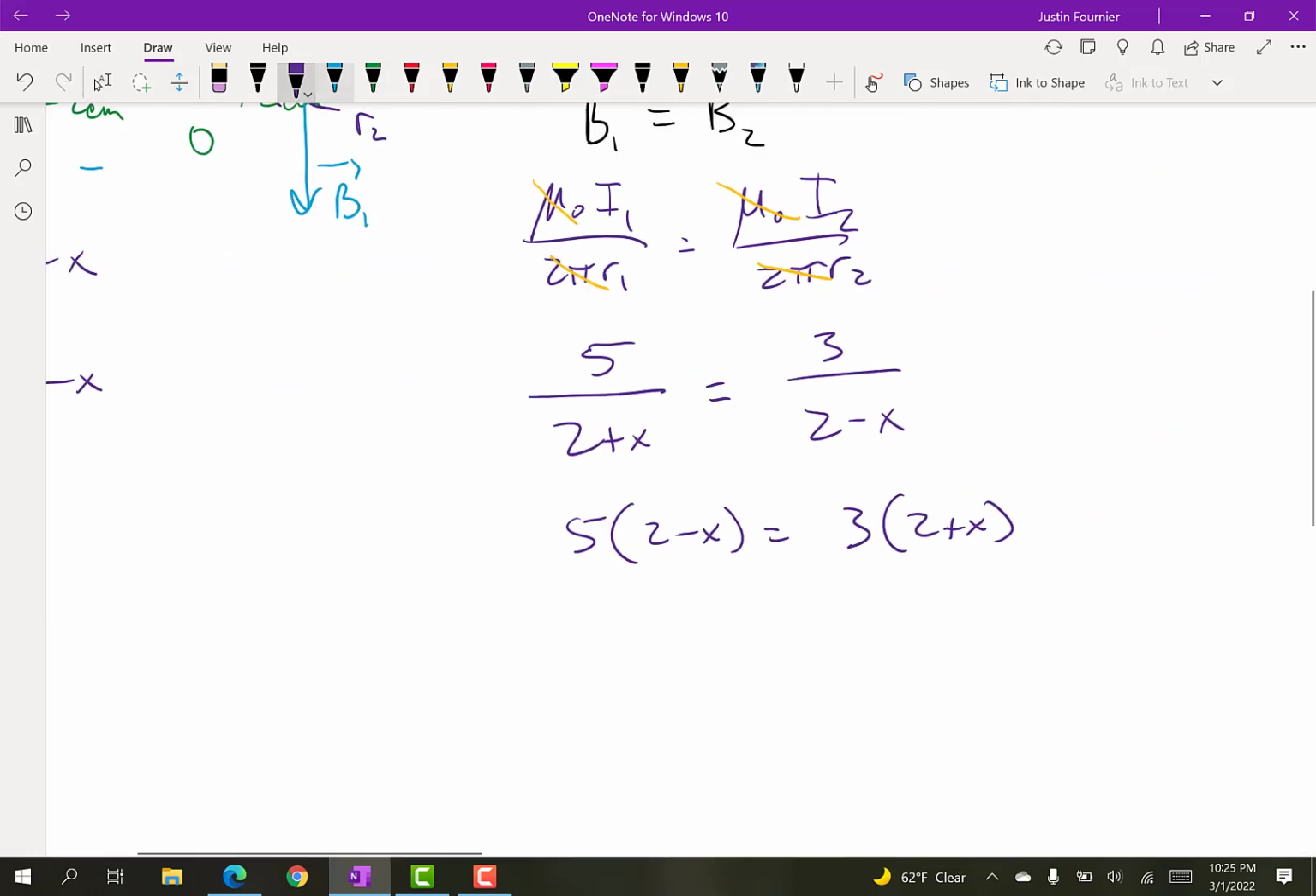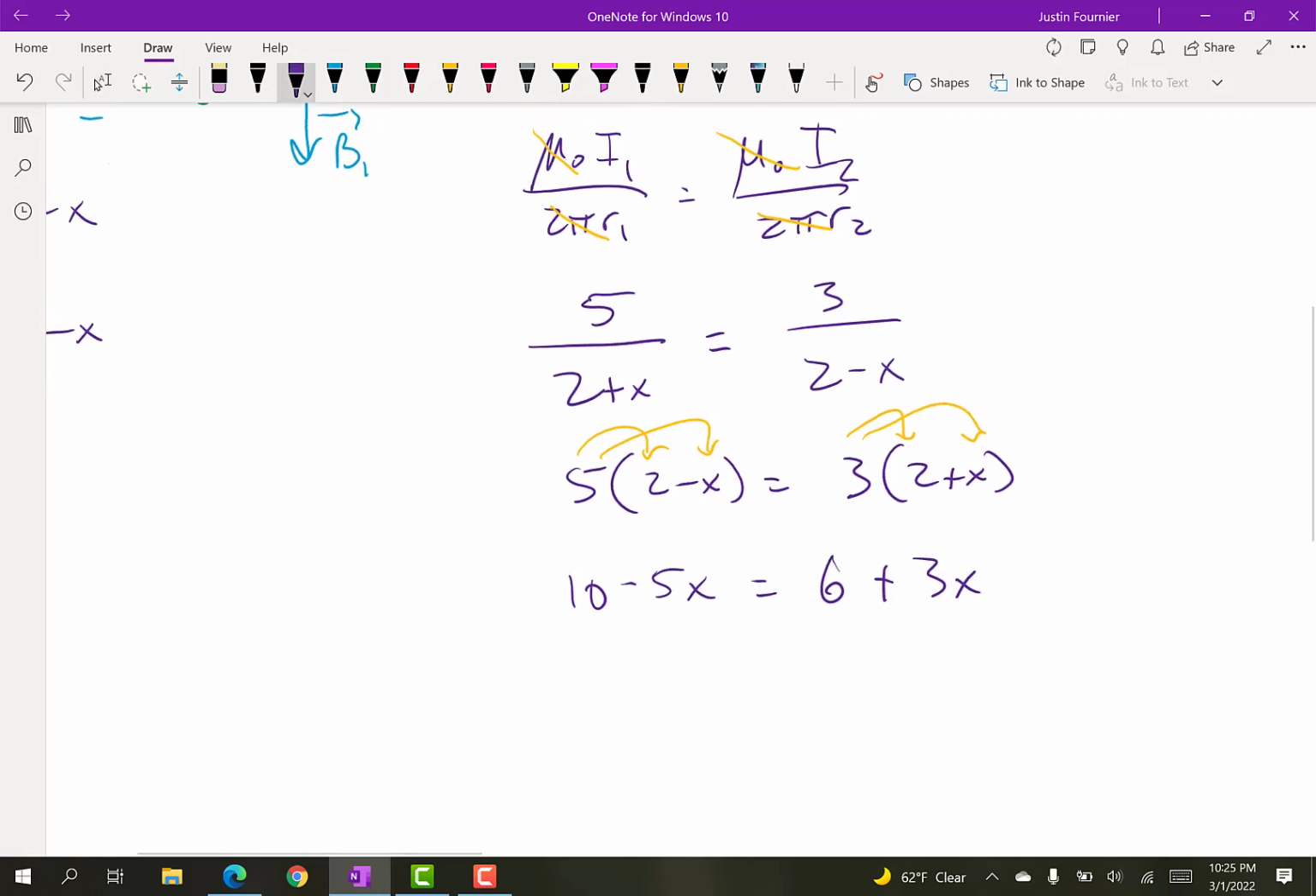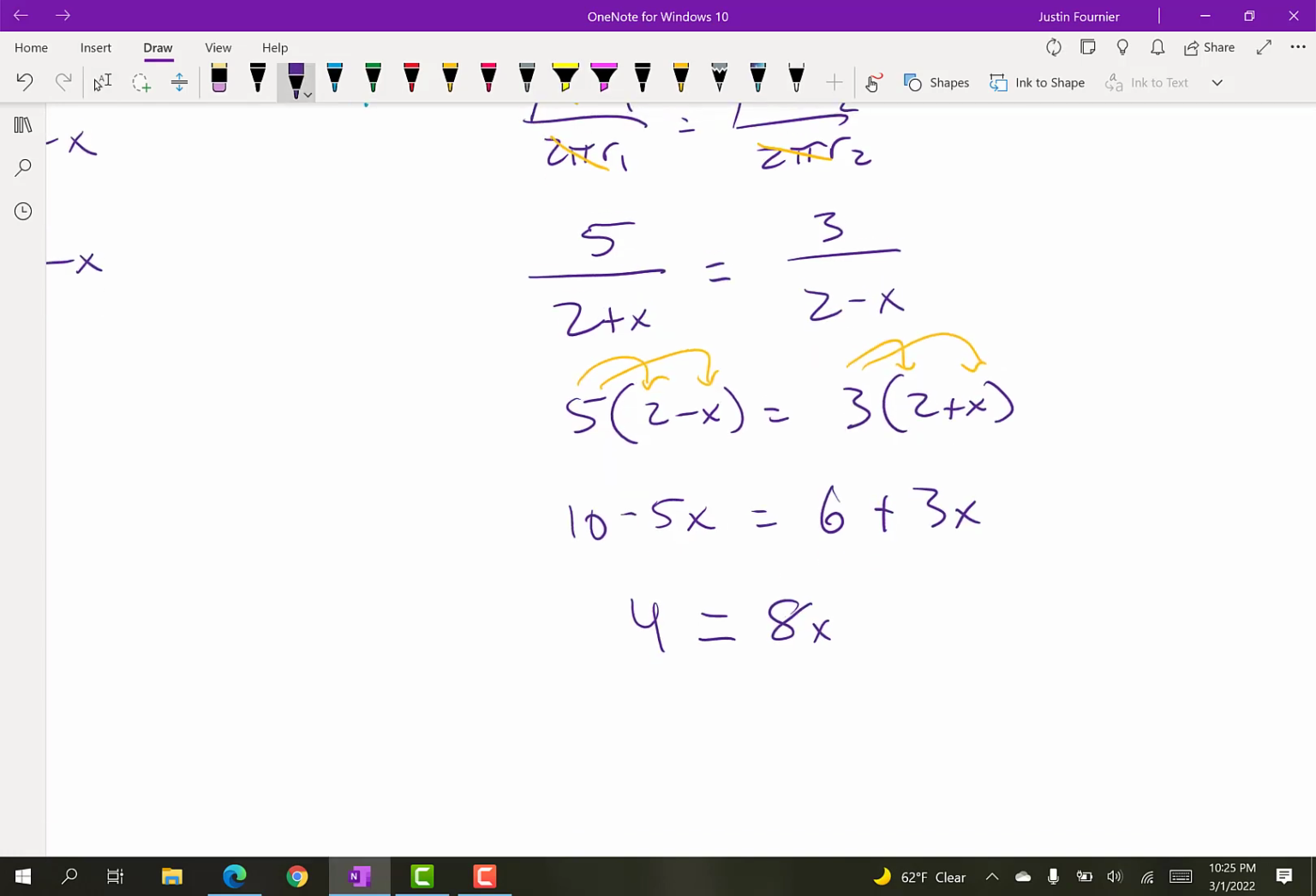So just a little algebra now. I need to distribute this 5, and I need to distribute the 3. So it's going to give me 10 minus 5x equals 6 plus 3x. Rearranging this, subtracting both sides by 6, I get 4 equals, and then adding 5x to both sides, I get 8x. Divide both sides by 8, I get 4 over 8 equals x, which is 0.5 meters. So 0.5 meters, that's where I'm going to get the first one.